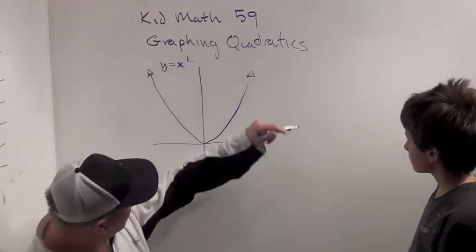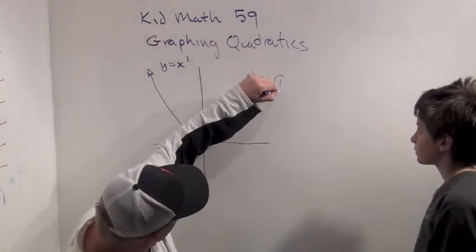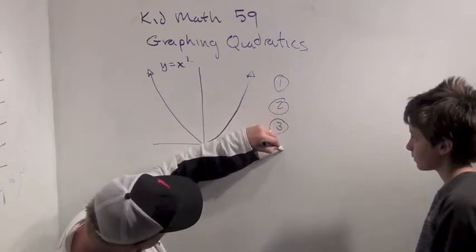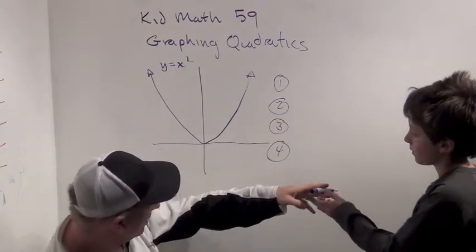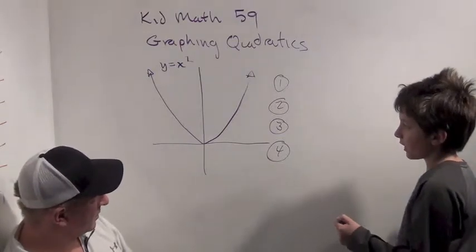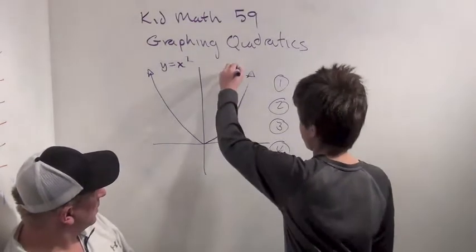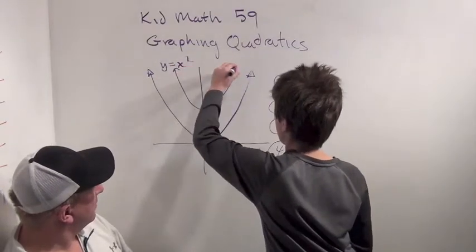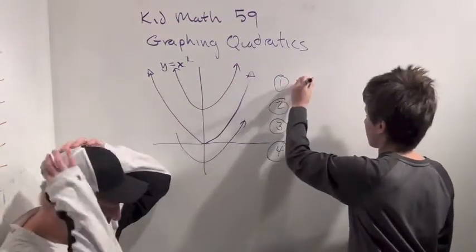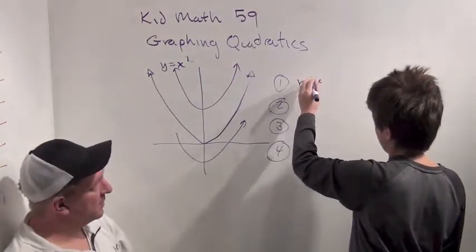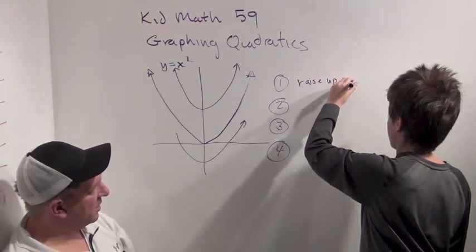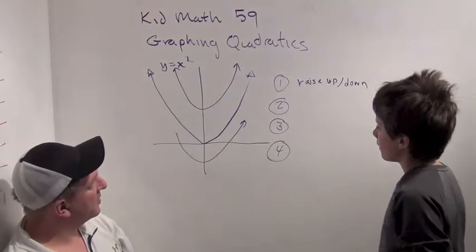Now, it turns out there's a bunch of different things we can do to this parabola, and we're going to study most of these in this chapter. What are some things we can do to it? Describe them geometrically, and then we'll write them down. Well, we can raise it up, or bring it down. So let's put that for number 1: raise up or down.